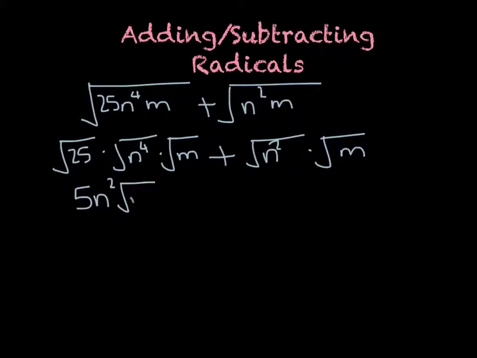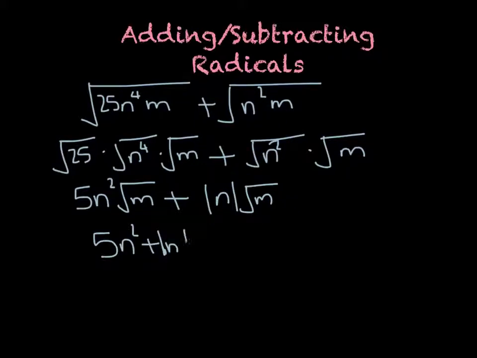times the square root of m plus the absolute value of n times the square root of m. And then we can factor out the square root of m. So what we're left with is 5n squared plus the absolute value of n, all times the square root of m.